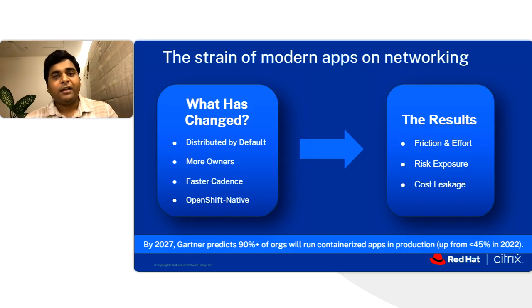Then why does this matter now to us? As more of the portfolio moves onto OpenShift and containerized workloads become the norm, the gap between app speed and networking operations is only going to widen. If we don't address it, releases slow, the attack surface expands, and spend creeps up.